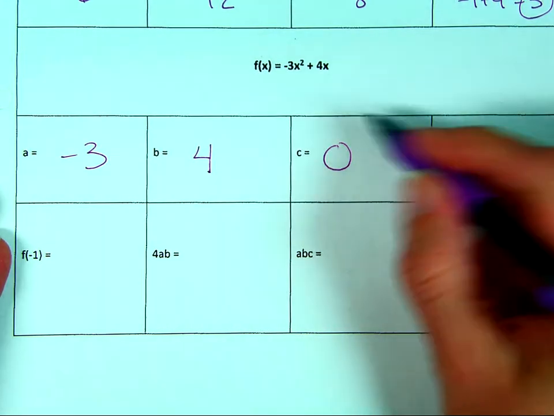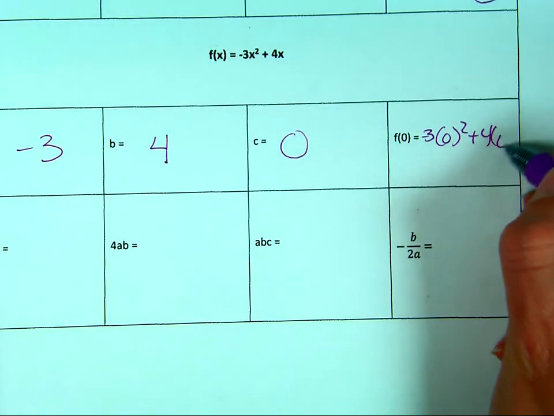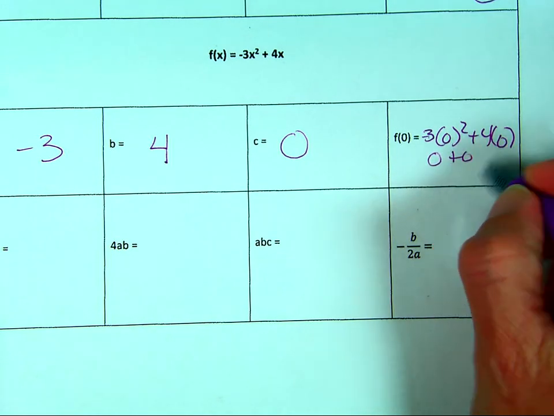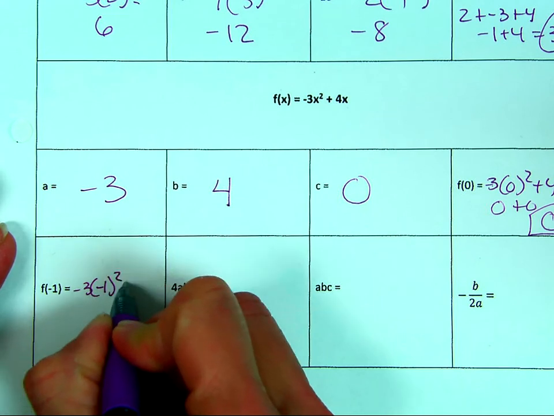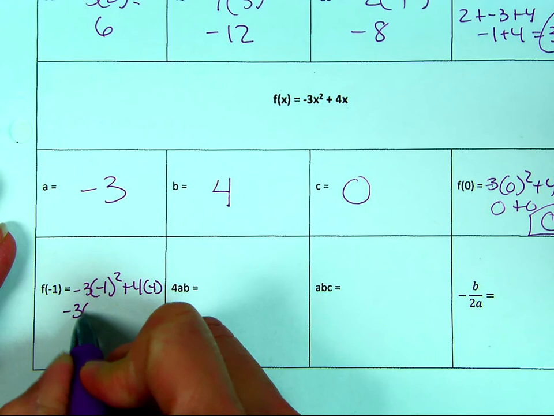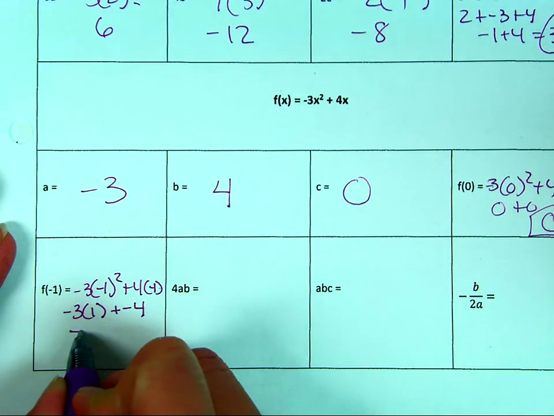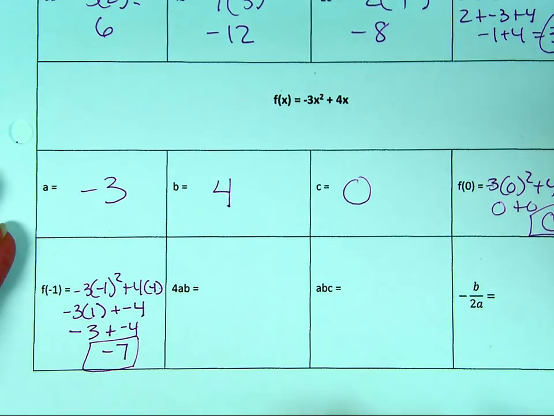Well, f of 0 is when I plug 0 in and see what's left. Okay, 0 squared times negative 3 is 0, plus 4 times 0 is 0, so the answer is 0. What's f of negative 1? That means I need to plug a negative 1 into my function. So that means negative 3 times negative 1 squared plus 4 times negative 1. So negative 1 squared is positive 1. And 4 times negative 1 is negative 4. And when I multiply negative 3 times 1, I get negative 3 plus negative 4. So that totals negative 7.